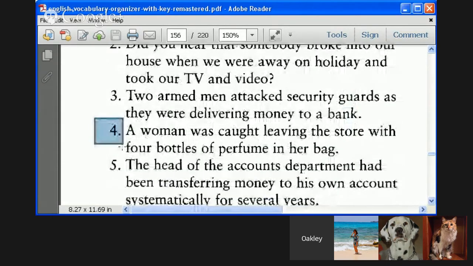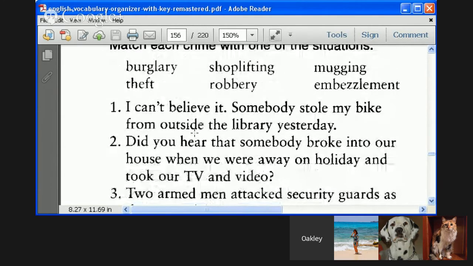Number 4. A woman was caught leaving the store with 4 bottles of perfume in her bag. What is the crime? This is shoplifting. Yes, it sure is. You can't use an article, Monica. You can't say this is a shoplifting.